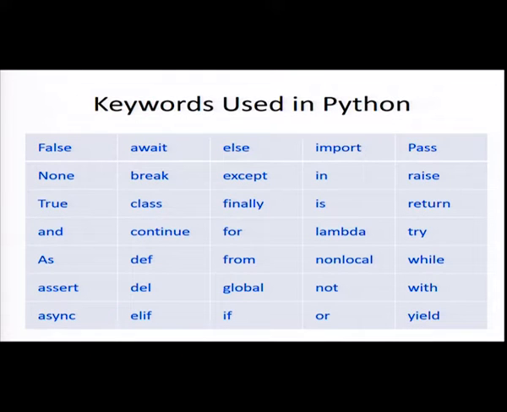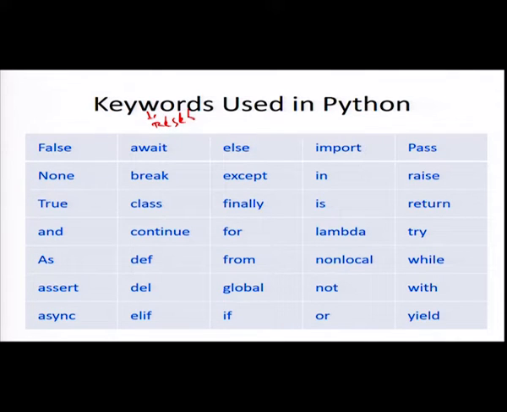As far as the keywords used in Python, we have these many keywords. False is a keyword, await is a keyword, else, import, pass, None, break, except, in, raise, True, class, finally, is, return, and, continue, for, lambda, try, as, def, from, nonlocal, while, assert, del, global, not, with, async, elif, if, or, yield. Totally you have 35 keywords in Python. So, which means these words are said to be the reserved words. You are not supposed to use the keywords. So, keywords are said to be reserved words.